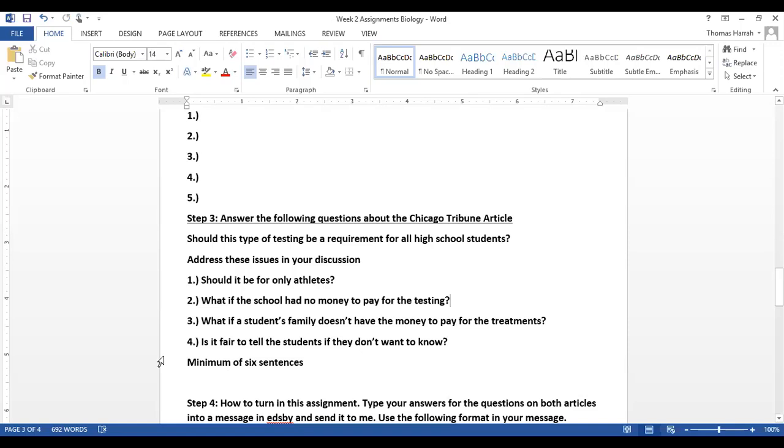Number 4, is it fair to tell students if they don't want to know? What if a student or a student's parents say, we don't want to know if my son or daughter has a heart condition? Is it still an obligation of the doctor to tell them? Should they not have to know that they have a heart condition? Tell me what you think. So I want a minimum of 6 sentences answering all these issues about the heart testing, right?